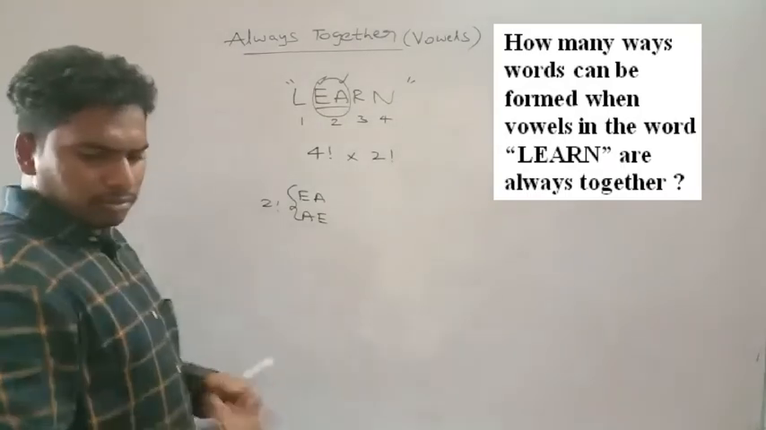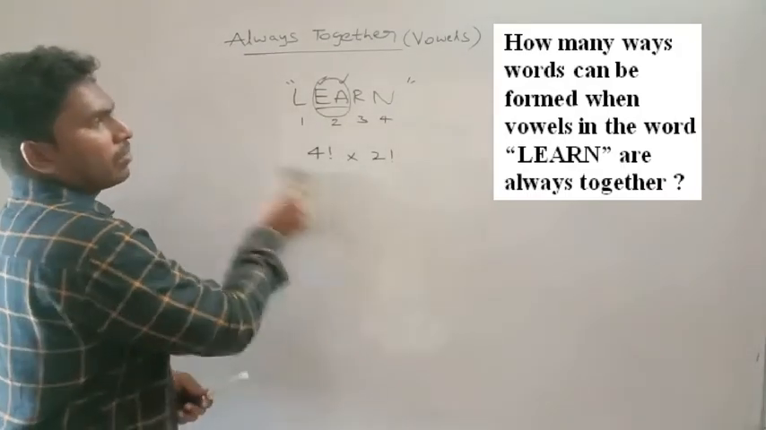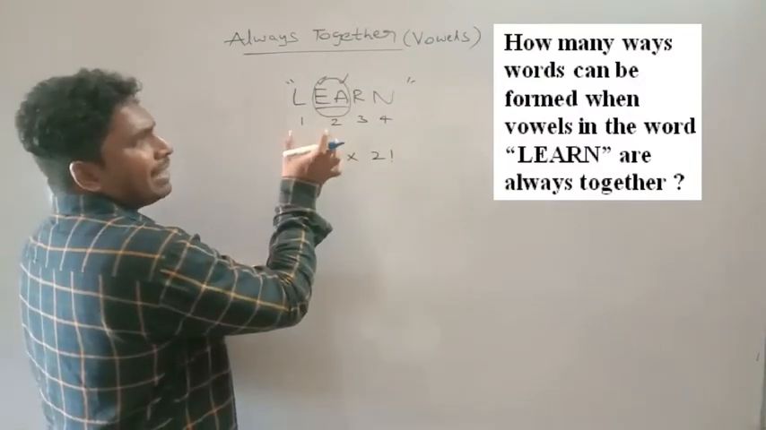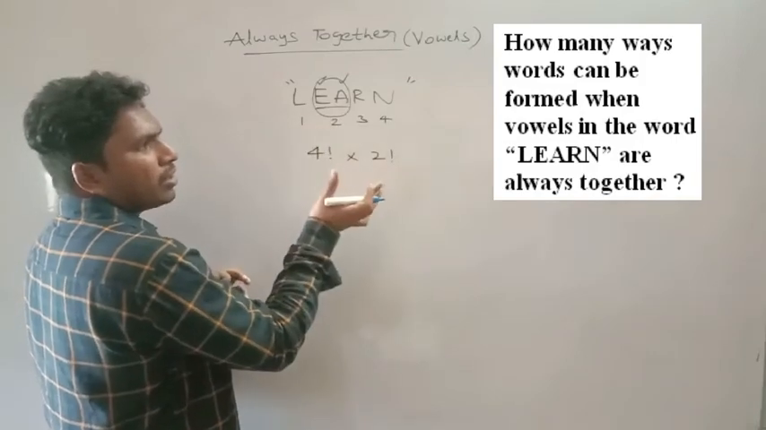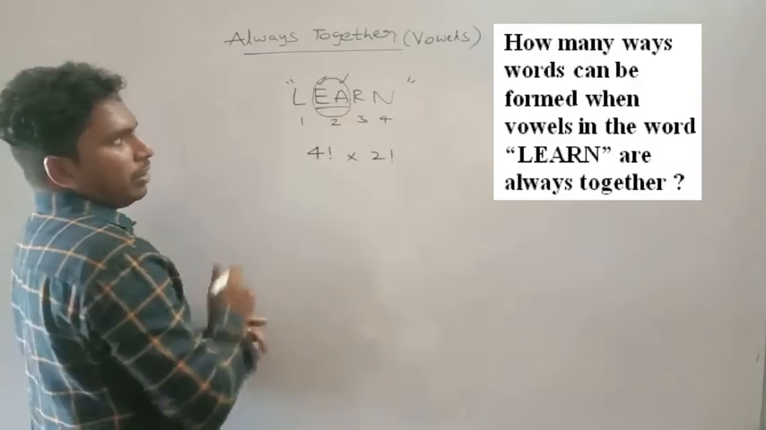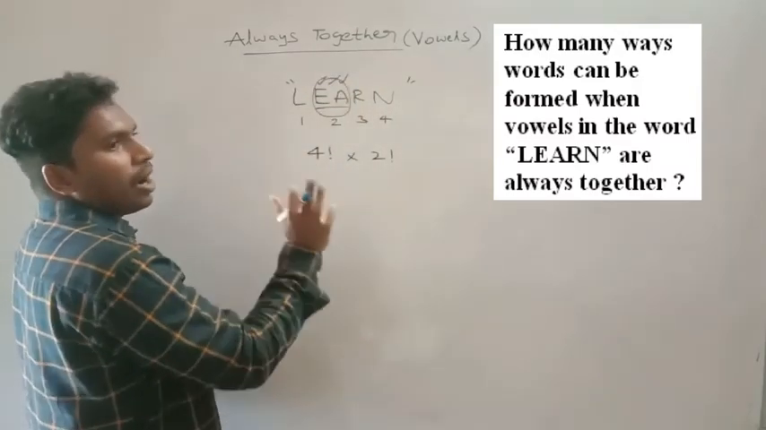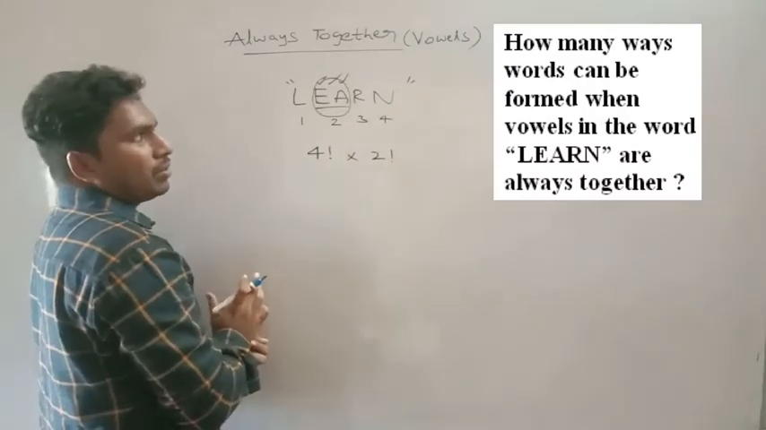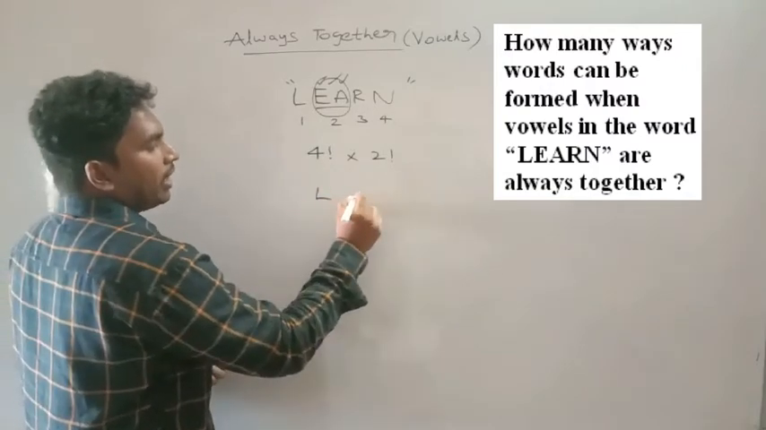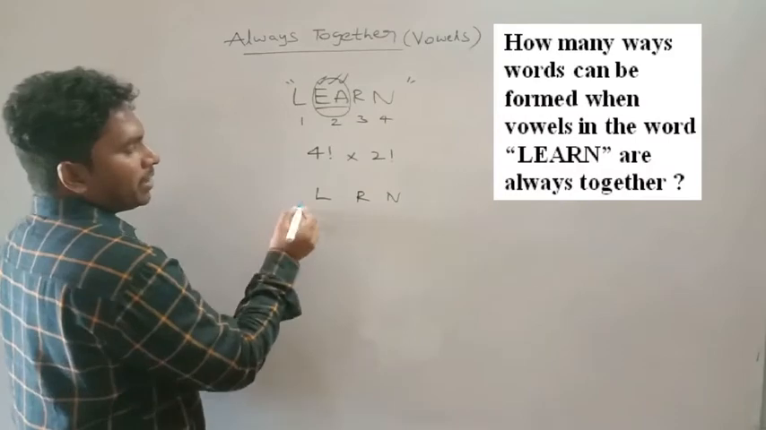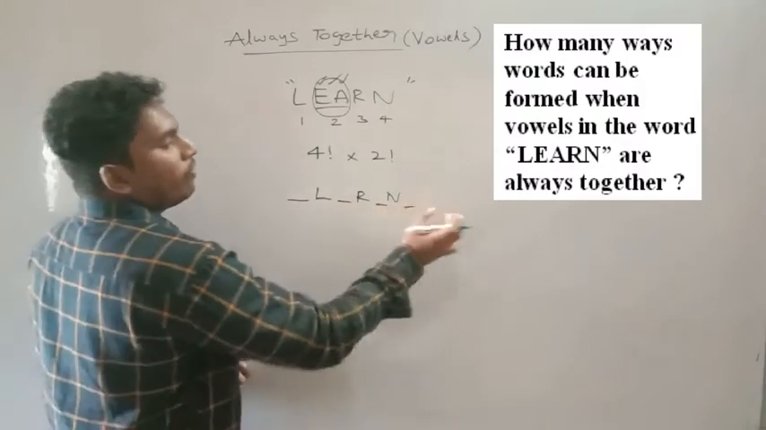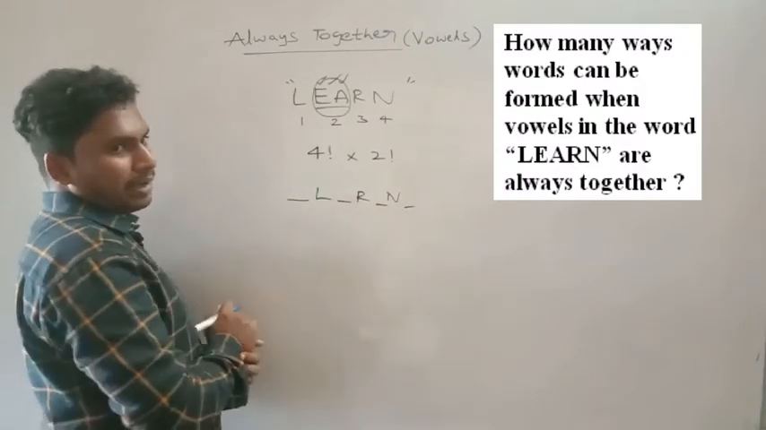Either you can do it like this, or there is another way. Whatever the letters, whether vowels or consonants, that are to be together, just leave them. What are the remaining letters? Here vowels are to be together, so the left out letters are the consonants, L, R and N. Separate them with blanks like this. Remember, before the first letter and after the last letter there should also be a blank.